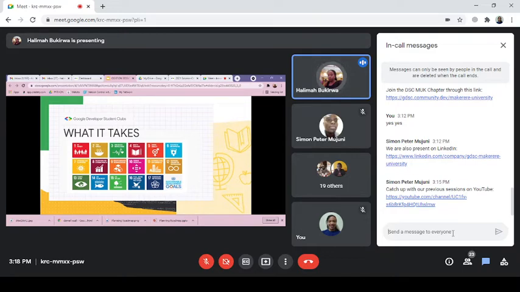Then form a group of 4 people. You need to be four people to work on your project. And so your solution is supposed to be solving a problem, a local problem in your area. Supposed to be solving a local problem. And also you should align with one or more of these UN Sustainable Development Goals.